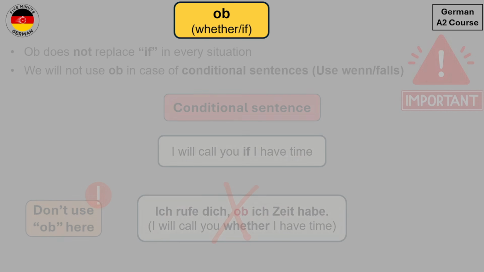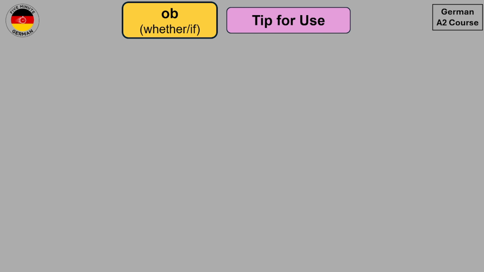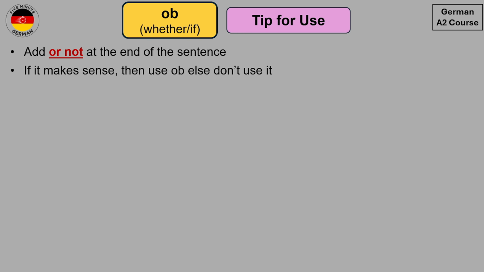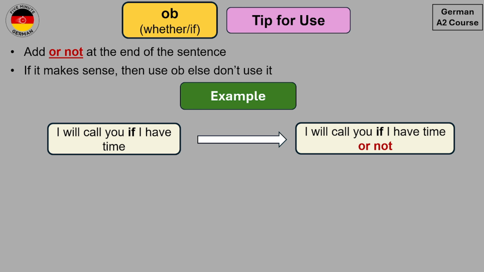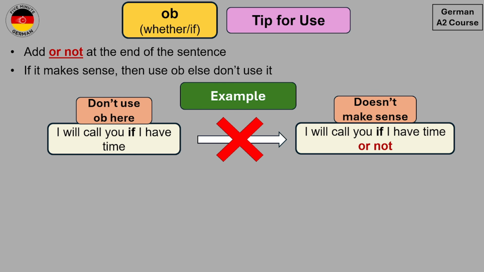Now let me give you a tip on how you can recognize whether you can use ob or not. So the tip is that you should add "or not" at the end of the sentence. And if it makes sense, then use ob, else don't use it. So let's understand this with an example. I take the example from earlier, which was I will call you if I have time. Now if I add "or not" at the end, then the sentence will be I will call you if I have time or not. Now this sentence does not make sense because I should know whether I will have time or not. So that's why this sentence is incorrect and I will not use ob in this case.